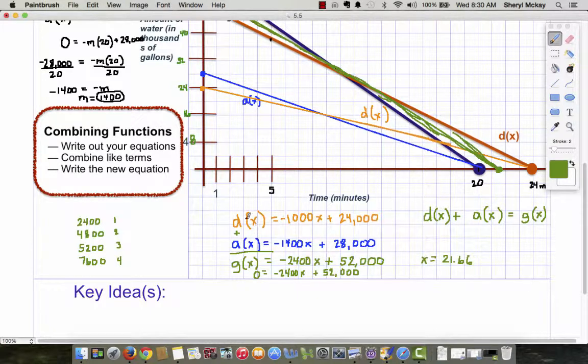And so that's what we did right here. We wrote out our two equations, d of x and a of x. We combined like terms by adding our x's together and adding our constants together, and then we had our new equation. And once we had our new equation, we were actually able to graph it again. Okay, that's all I have for combining functions.